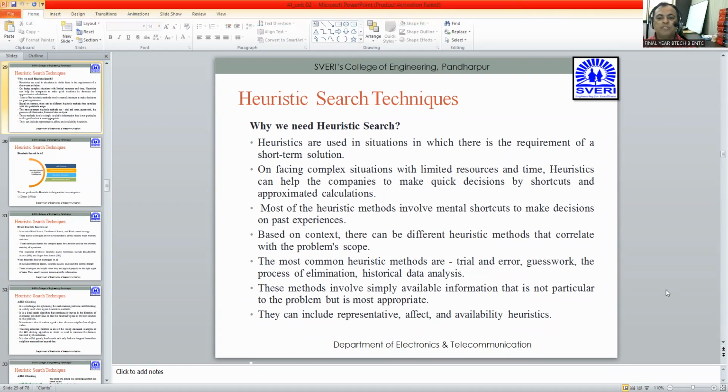The most common heuristic methods are trial and error, guesswork, the process of elimination, and historical data analysis. Then there is simply available information that is not particular to the problem but must be accurate. So these methods involve simply available information. They include representative, effect, and availability heuristics.